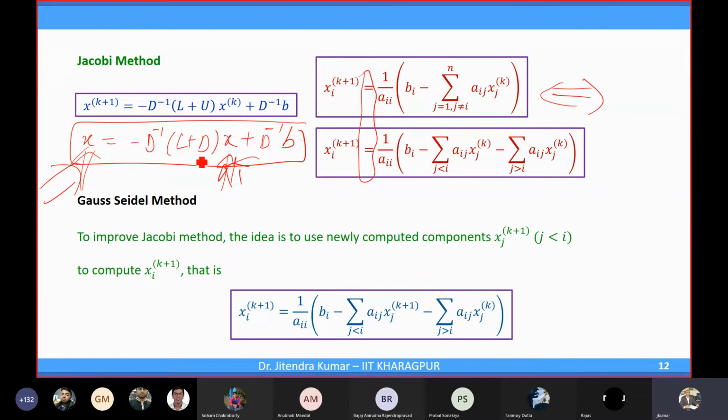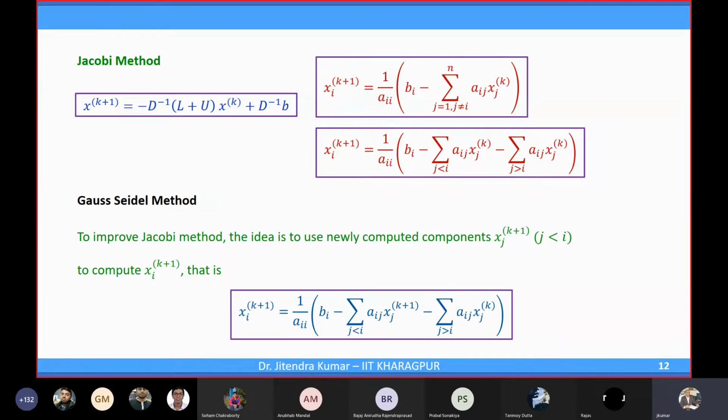x is equal to (D inverse)(L plus U)x plus D inverse b. So here is actually an equality in terms of the actual solution. But these x^(k+1), x^(k), these are approximations. So you don't need to worry about those equality disturbances and all.